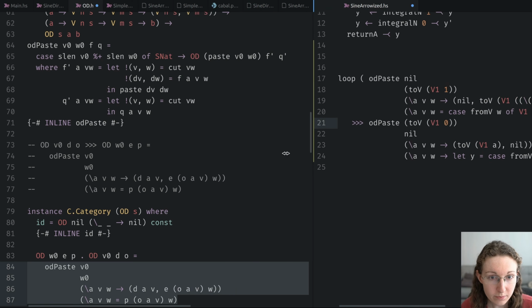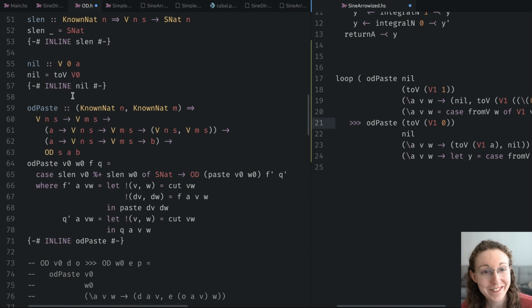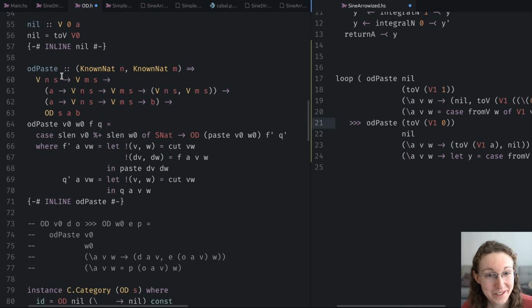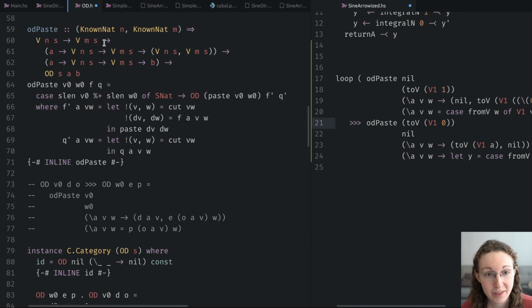So OD paste, I guess I'll go into a little bit about what's going on here. Basically, the truth is, I only sort of understand what this code does, but we're taking these two vectors and we're going to end up pasting them together end to end. And paste is just right here, so it's just appending them together.